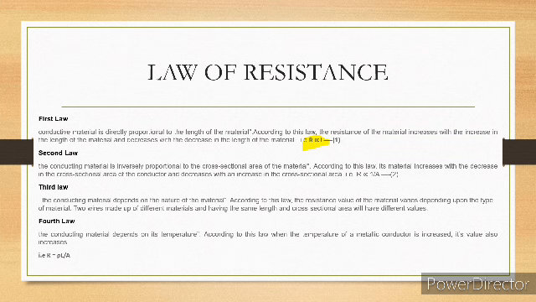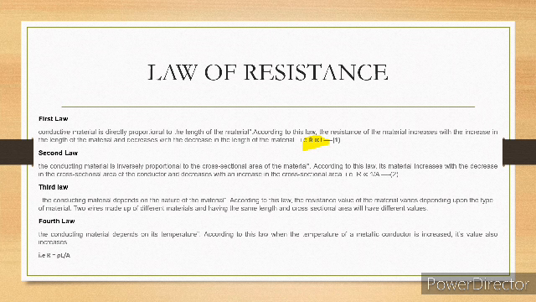Then the third law states that the resistance of a conducting material depends upon the nature of the material. What kind of material you are going to use, that is what it depends on. According to this law, the resistance value of the material varies depending upon the type of material. Two wires made of different materials and having the same length and cross-sectional area will have different resistance values. The resistance value differs according to what type of material we are using.